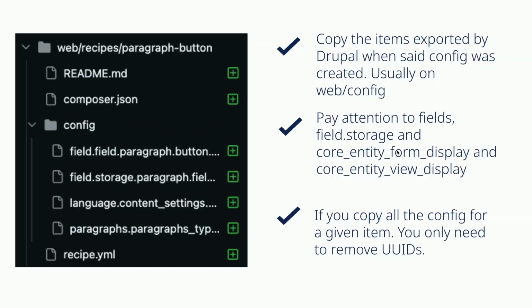Okay, sorry, I skipped one. So this is a recipe. A recipe, like I said before, is an example of configuration that you want to reuse across multiple sites. If you've been in Drupal for a long time, you may remember an old tool called Features. This is better.